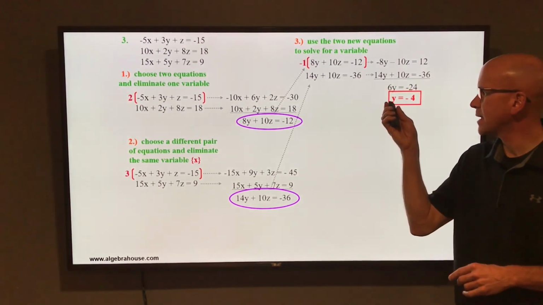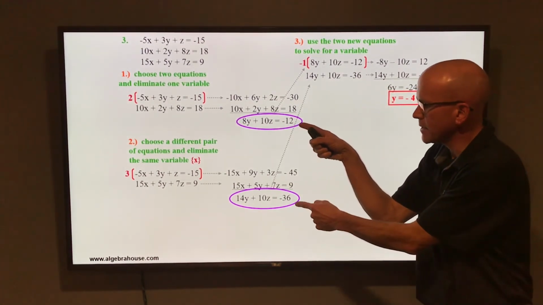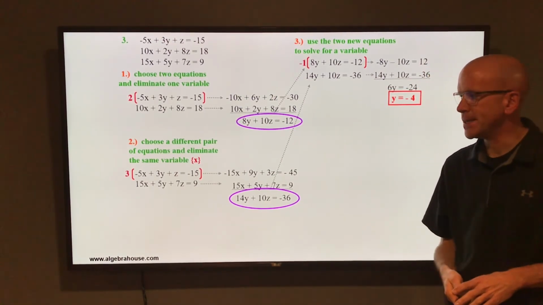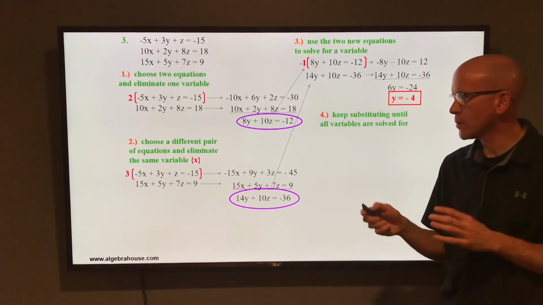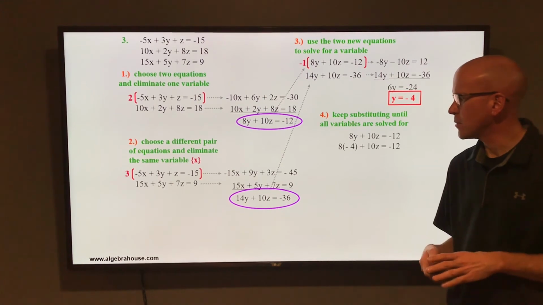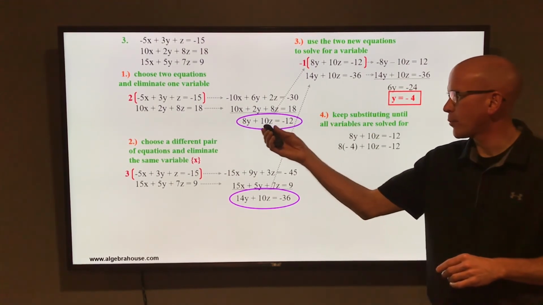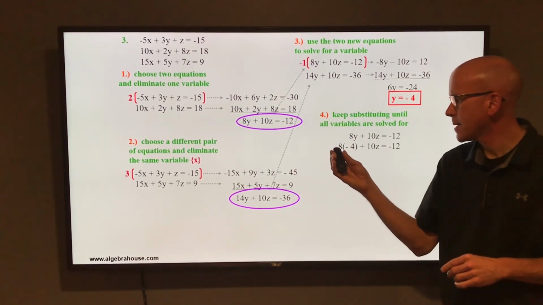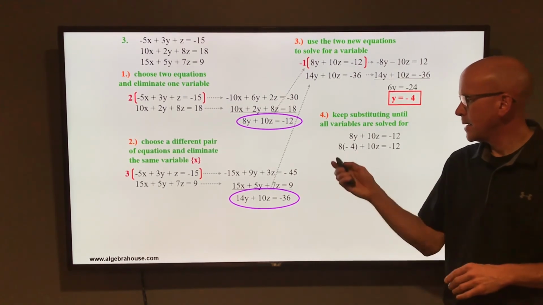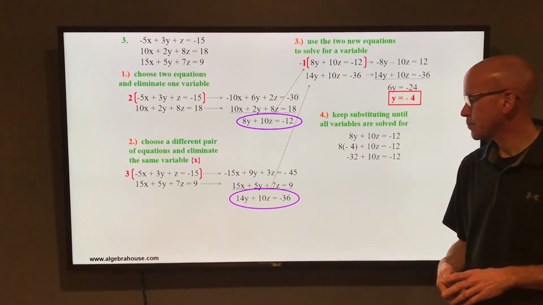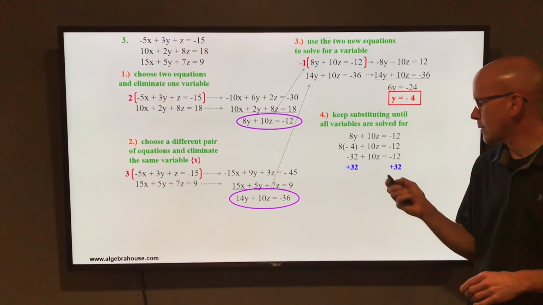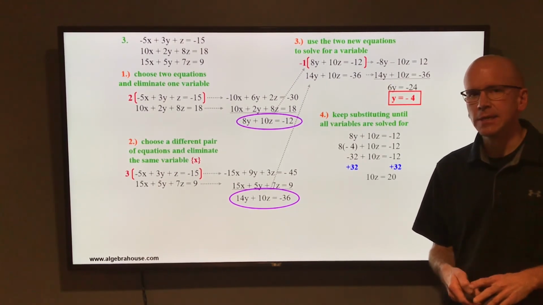Now that you know y is negative 4, you can go back into one of these two equations, substitute negative 4 for y, and then solve for z. It does not matter which equation you choose. My advice, stay away from big numbers, stay away from negatives. Those will cause some mistakes. I'm going to substitute negative 4 in for y into that first circled equation. So it's 8 times negative 4 plus 10z equals negative 12. 8 times negative 4, that is negative 32. Plus 10z equals negative 12. Add 32 to both sides. Have 10z equals 20, and then z equals 2.